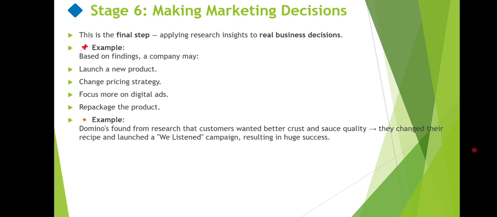Next stage we have making marketing decisions. This is the final step, applying research insight to real business decisions. For example, based on findings, a company may launch a new product. They may also change their pricing strategy, focus more on digital ads, and repackage the product. For example, Domino's found from research that customers wanted better crust and sauce quality. They changed their recipe and launched a We Listen campaign, resulting in a huge success.